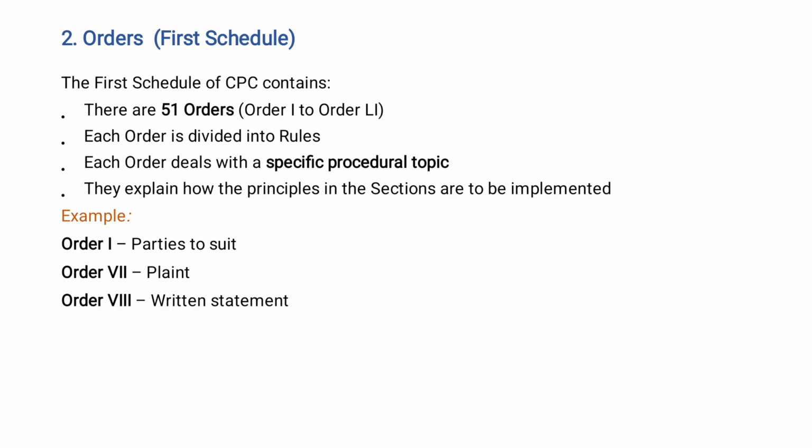We have two persons, A and B. A had a fight against B regarding some property. So now A wants to file a case against B. Then here, according to order 1, A and B will be called the parties to the suit. And now, how will A file a case against B? By filing a plaint, which is mentioned in order 7. Okay, I think you all understand.